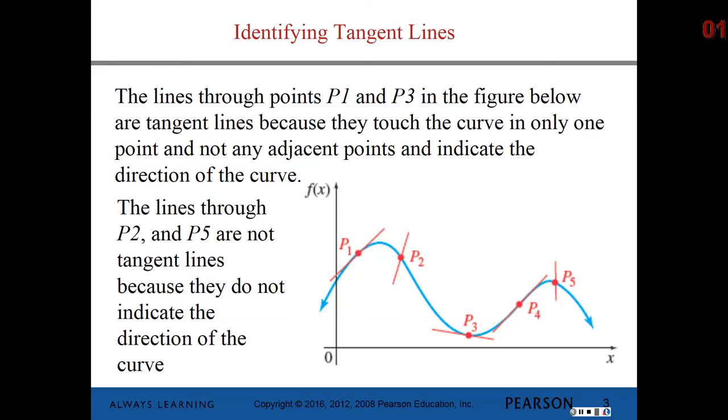The lines through P2, while they only touch the curve in one place, and P5 only touching in one place, are not tangent lines because they are cutting through the curve. They don't tell you anything about the direction of the curve at that point. What about P4? What do you think about P4? Is it or is it not a tangent line?